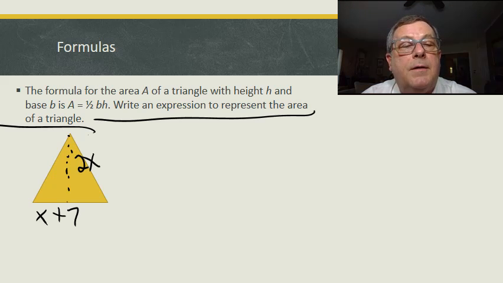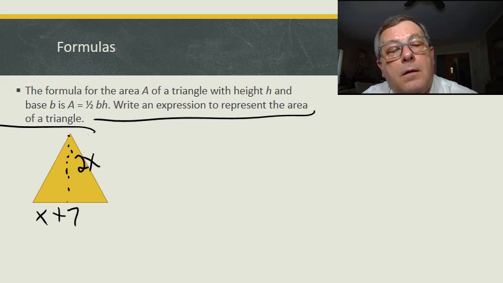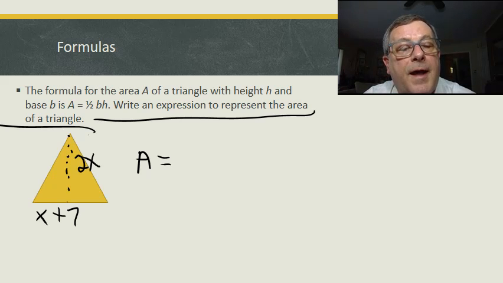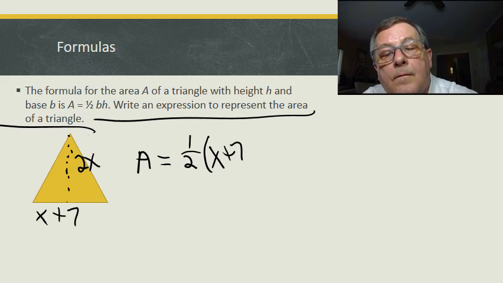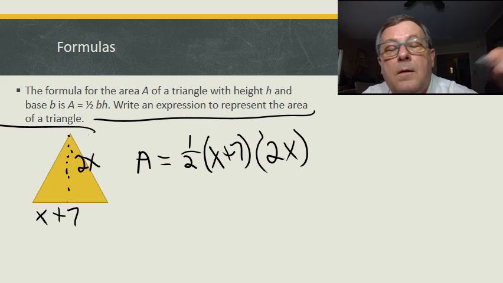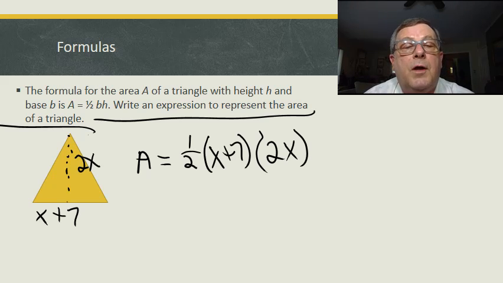So all we got to do is just fill in, substitute in what we know, and we'll be done. So we've got area. That's what we would be solving for if we had a value for x, but we don't at the moment. And we've got 1/2, and our base is x plus 7, and our height is 2x. And we've actually done what they've asked us to do. We've written an expression to represent the area of this triangle.